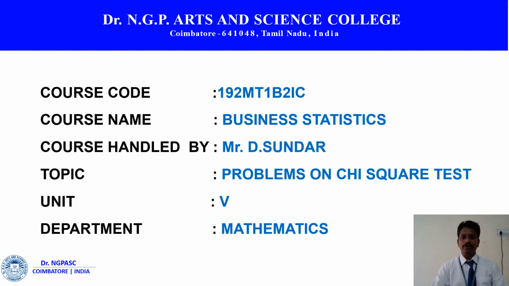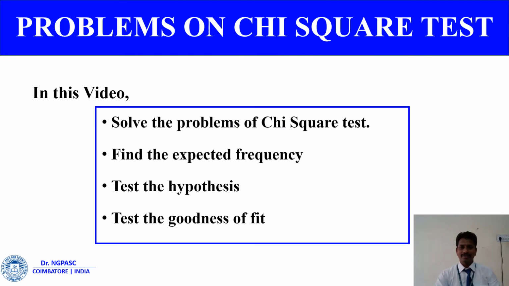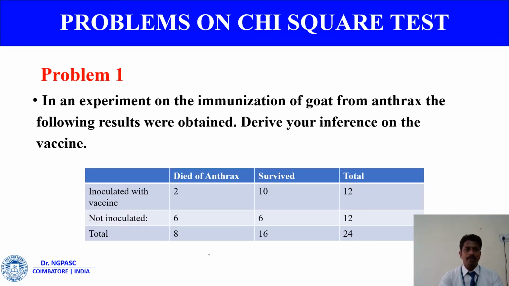We discuss problems on the chi-square test. The chi-square test is applied in statistics, especially business statistics, to test the goodness of fit. In this video, we solve problems of the chi-square test, find the expected frequency, test the hypothesis, and test the goodness of fit. Now we are going to see problem number 1.